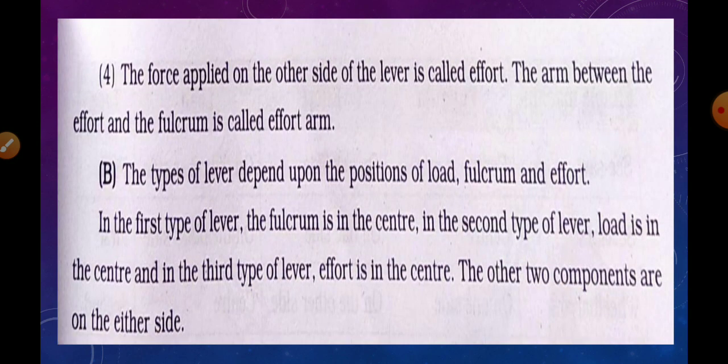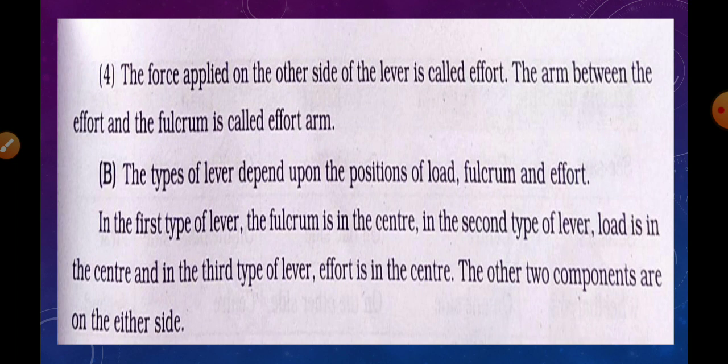A lever is a simple machine having 3 components, that is fulcrum, load and effort, and the support on which the rod of a lever rests is called a fulcrum. Second point, the rotation of a lever takes place around a fulcrum. Third point, the weight lifted by a lever is called the load. The load arm is the arm from the fulcrum to the load. And the next, fourth point, the force applied on the other side of the lever is called effort. The arm between the effort and the fulcrum is the effort arm.